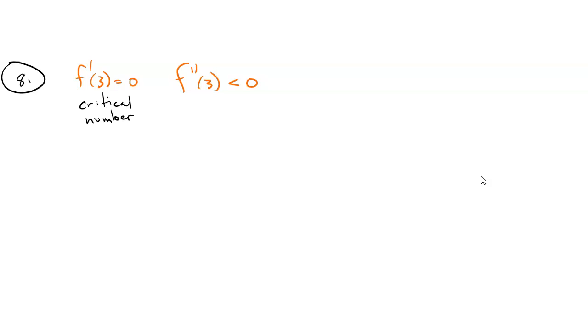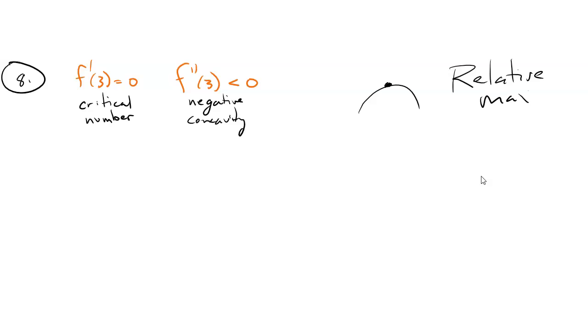What happens if your critical number has a negative concavity? I'll draw it. Critical number, curving downwards. Perfect. I know that this would have a relative max at x equals 3 because those two situations are there.